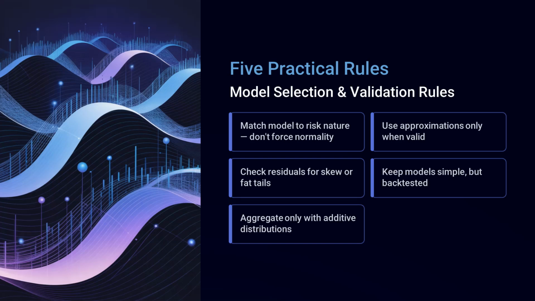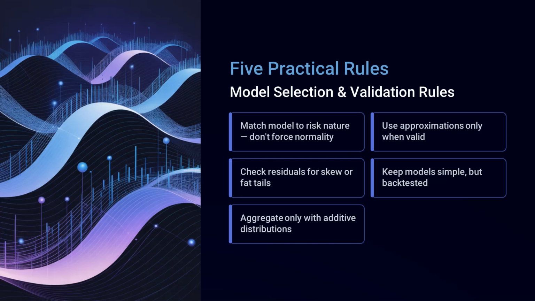5 practical rules for using distributions in risk. Number 1. Always match the model to the risk. If your exposure is sensitive to rare events, don't use a normal. Number 2. Approximations only work under the right conditions. Check sample sizes and parameters before applying them blindly. Number 3. Inspect your residuals. If they show skewness or fat tails, move to heavier-tailed alternatives like Student T or a mixture model.